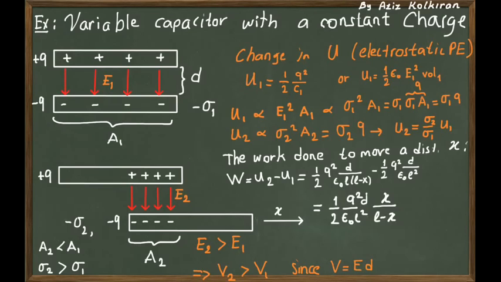Then you can see that the first expression, this part in which there is no term x, is nothing but the potential energy of the first configuration, and if you multiply this by this quantity x divided by L minus x, then you find the total work to be done to move the lower plate a distance x.